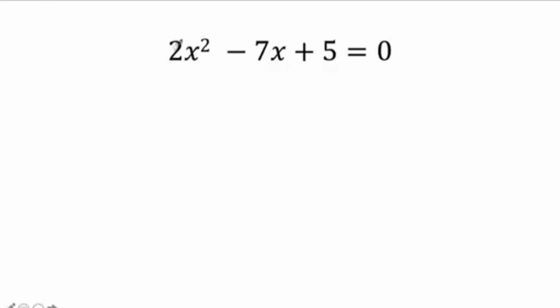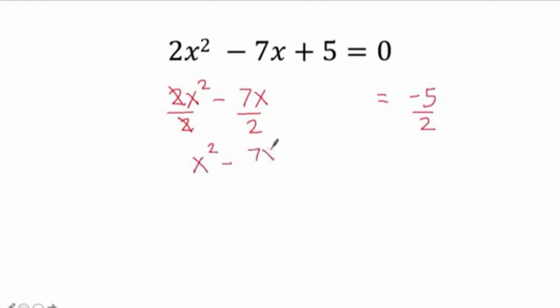Now, this time, we have a coefficient other than 1 in the x squared term. So we still follow the same procedure. You copy the 2x squared minus 7x and isolate the constant at the other side by subtracting 5. And then, before you get 1/2 of the middle term, we are going to divide each term first by 2. So that we can cancel this out. We are left with x squared minus 7x over 2 equals negative 5 halves.